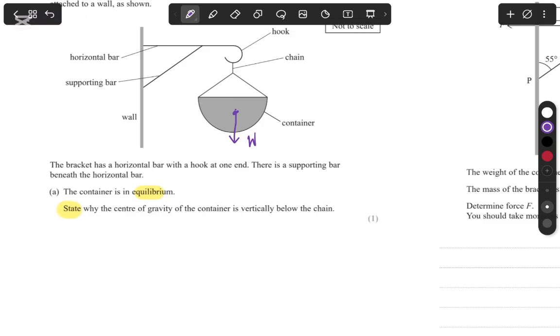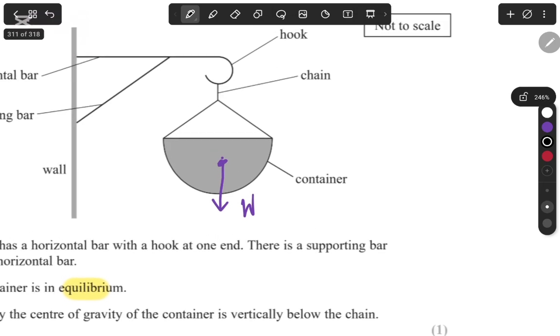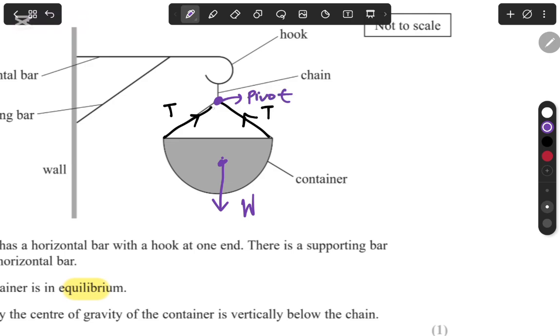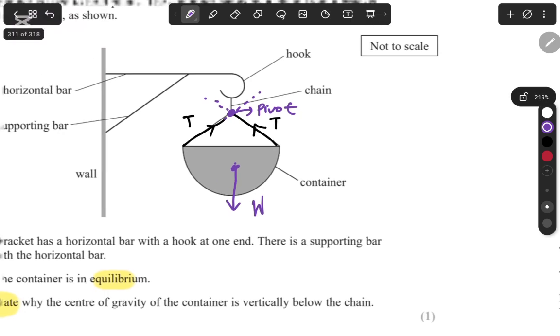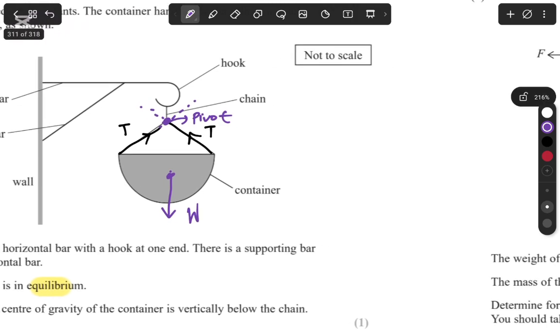Now, what I want you to do is just consider the container and how many forces are acting on it. There's going to be a tension force right over here. There's going to be a tension force right over here. I'm going to take this point as the pivot. We can see that the line of action, we have studied this before many times. I've seen this in every past paper. The line of action, if it passes through the pivot, the moment due to that force becomes 0.